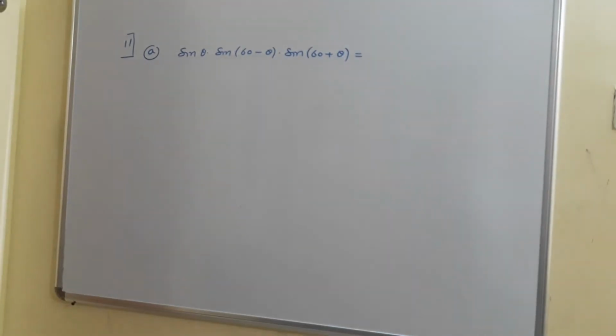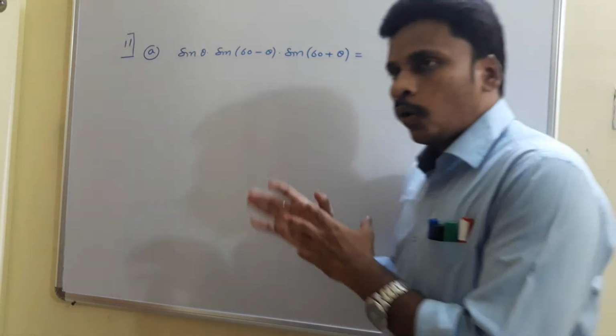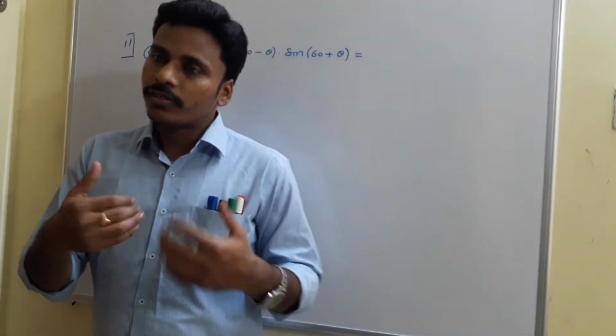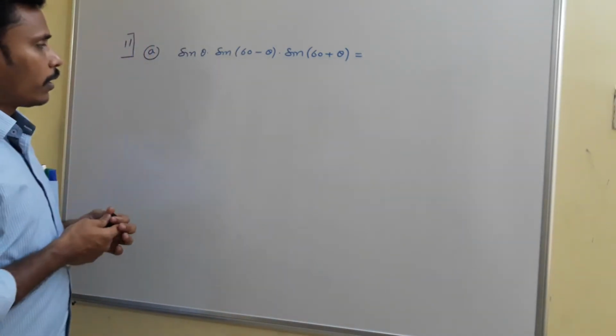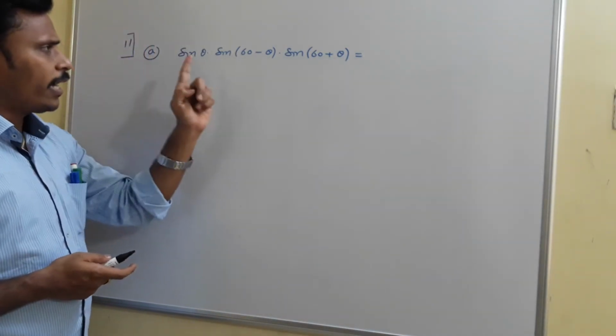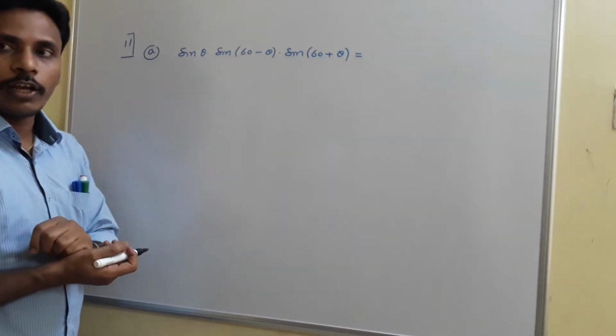In last class we learnt about sin 3 theta, cos 3 theta and tan 3 theta, and now this is the problem where we use that sin 3 theta formula once again. We need to simplify this product, sin theta into sin of 60 minus theta into sin of 60 plus theta.